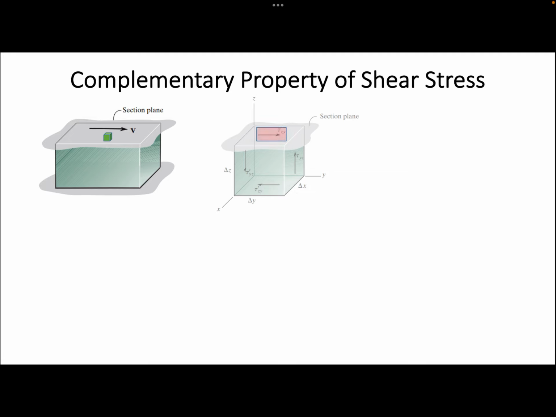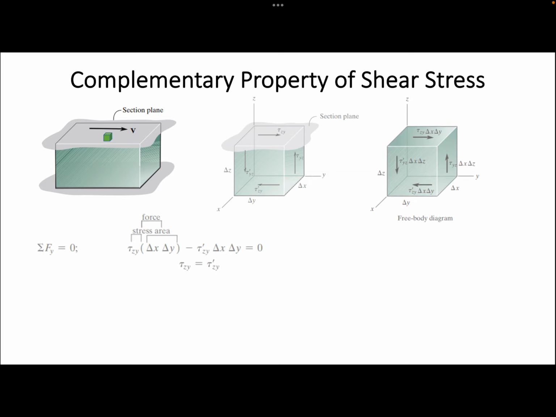With such naming, we can plot the free body diagram for the element to study the relationship between those shear stresses. For example, by studying the equilibrium of force in y direction, we can understand the relationship between the shear stress on the top and bottom surface. They are equal to each other but act in opposite direction.